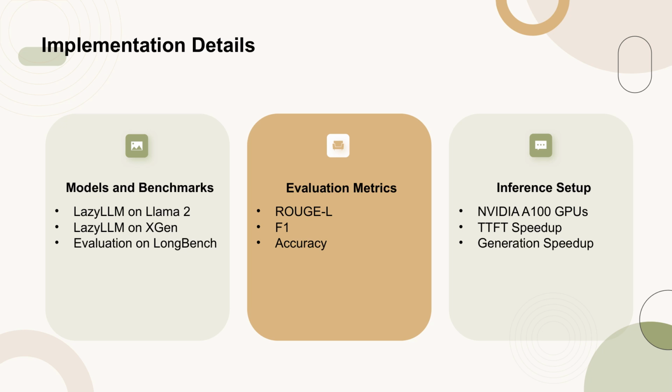We measure two types of speedups: TTFT speedup, which is the time from prompt input to the first token generation, and generation speedup, which is the time from prompt input to the completion of all output tokens. To ensure accurate measurements, we include 5 warm-up runs before starting the time measurement.